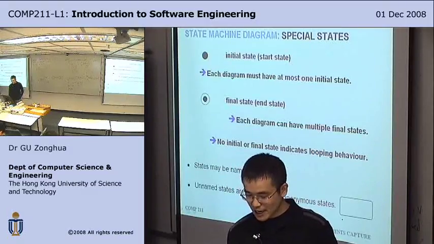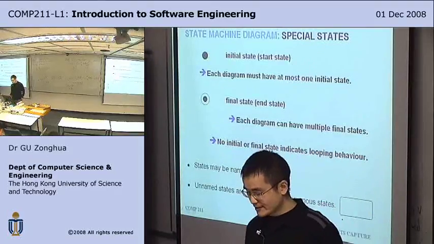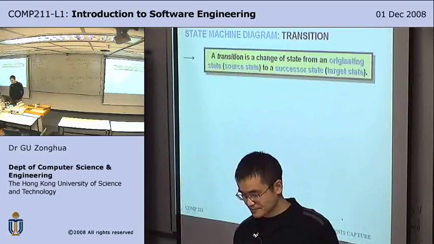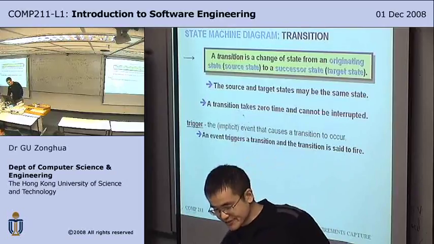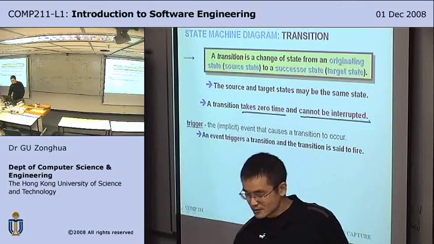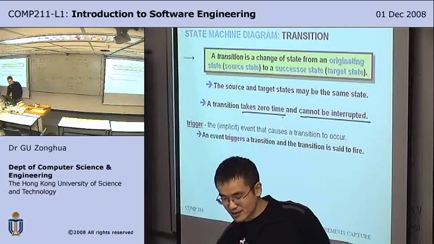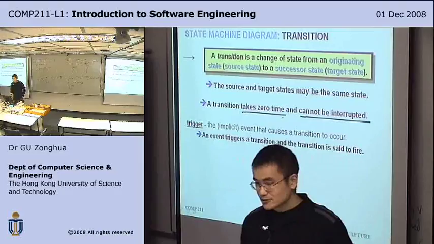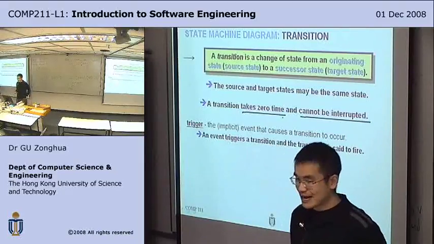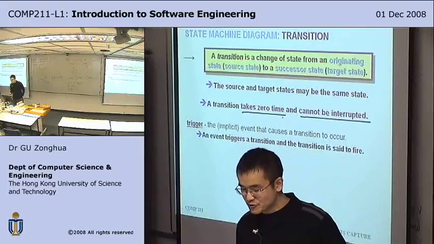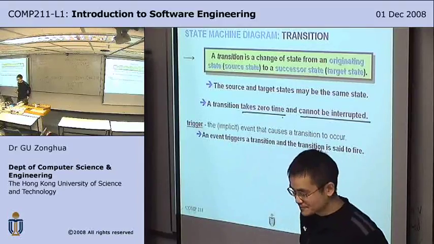States may be named or anonymous. If some state is transient and not important, you can leave it anonymous. A transition takes 0 time and cannot be interrupted. So nothing takes 0 time. It always takes time. By taking 0 time, we mean that it's atomic. So when it's doing some action, it must finish all the action and go to the next state before anything else can happen. If some event arrives during the transition, then it's buffered until the transition finishes. Then it's handled.